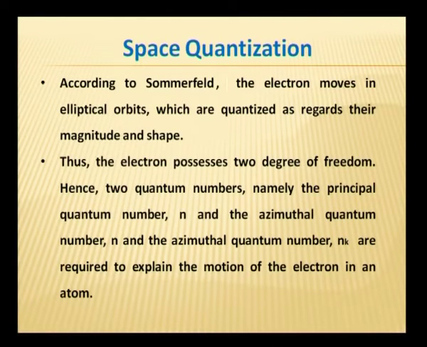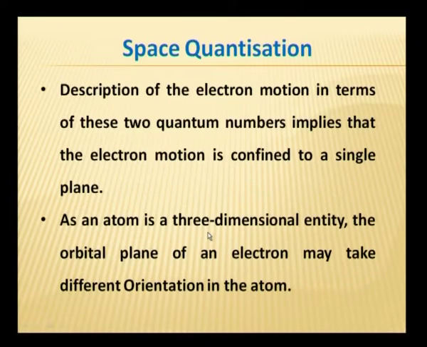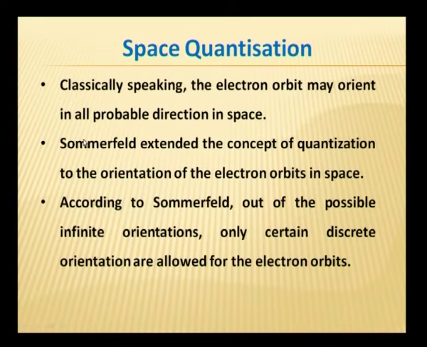According to Sommerfeld, the electron moves in elliptical orbitals which are quantized as regards their magnitude and shape. The electron possesses 2 degrees of freedom, hence 2 quantum numbers n and k. That is what I told you in the Sommerfeld model. Description of electron motion in terms of these 2 quantum numbers implies that the electron motion is confined to a single plane. As an atom is a 3-dimensional entity, the orbital plane of an electron may take different orientations inside the atom. Classically speaking, the electron orbit may orient in all probable directions in space.